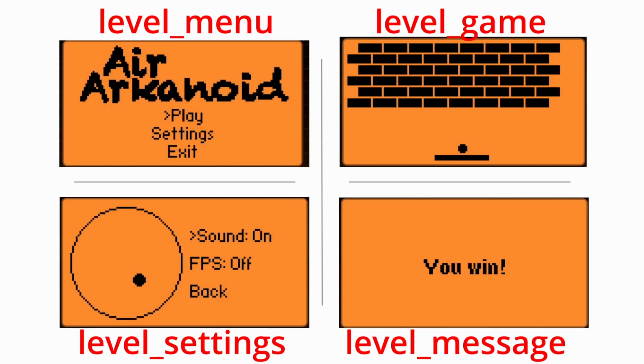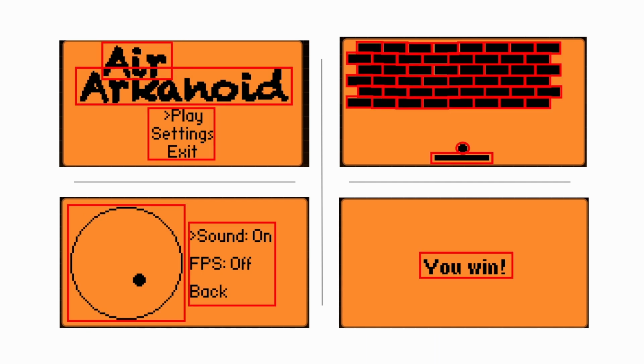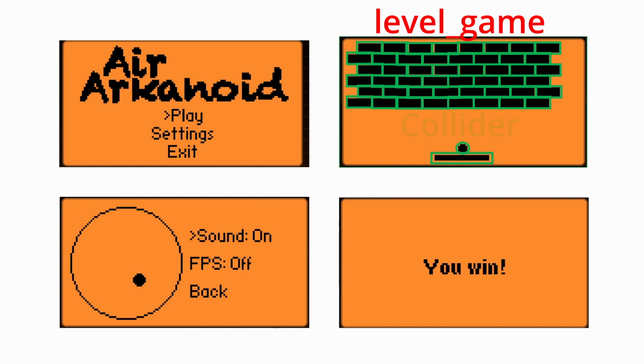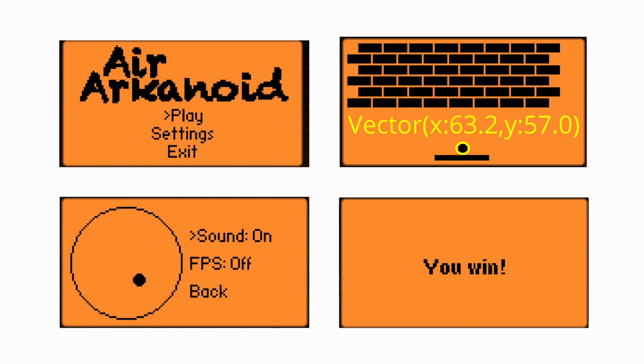Let's get started. Here you can see the 4 levels that make up the Air Arkanoid game. And here you can see each of the entity objects that make up each level. The Air and Arkanoid are custom images, which are called sprites. In our level game, we have a collider associated with each entity, so we can tell when 2 entities collide. Our collider can either be rectangular or circular. We use vectors to represent the x and y coordinate of each entity.